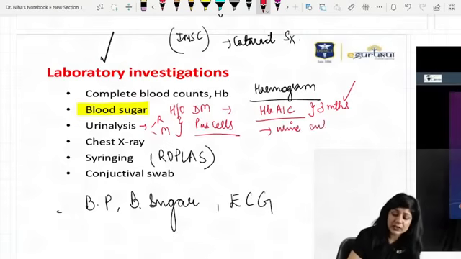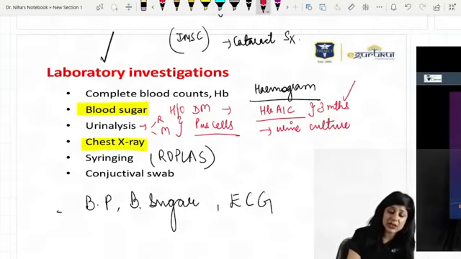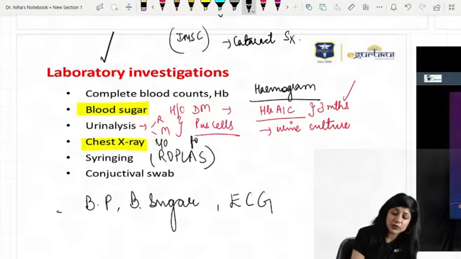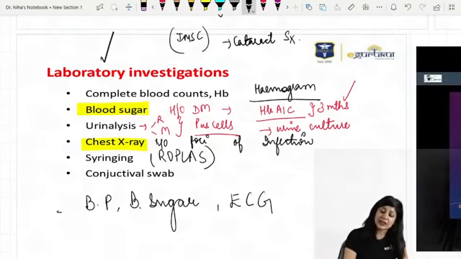These are the routine things that we have to do. Look for the chest x-ray also. Chest x-ray, again, we are not doing in every case, but we can do this chest x-ray in order to rule out any foci of infection. Syringing, we are doing the Regurgitation test to rule out cases of dacryocystitis, for any infection. Conjunctival swab also we can take if we are suspecting any conjunctivitis. If you are suspecting any conjunctivitis, then we have to do this.